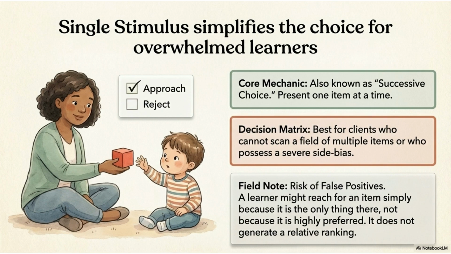Single stimulus, or successive choice, simplifies the choice for overwhelmed learners by presenting one item at a time. It is best for clients who cannot scan multiple items. A field note is the risk of false positives, as it does not generate a relative ranking.